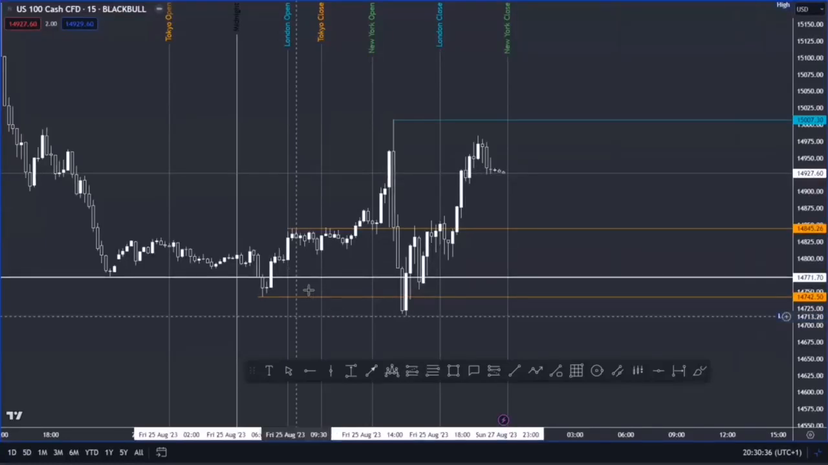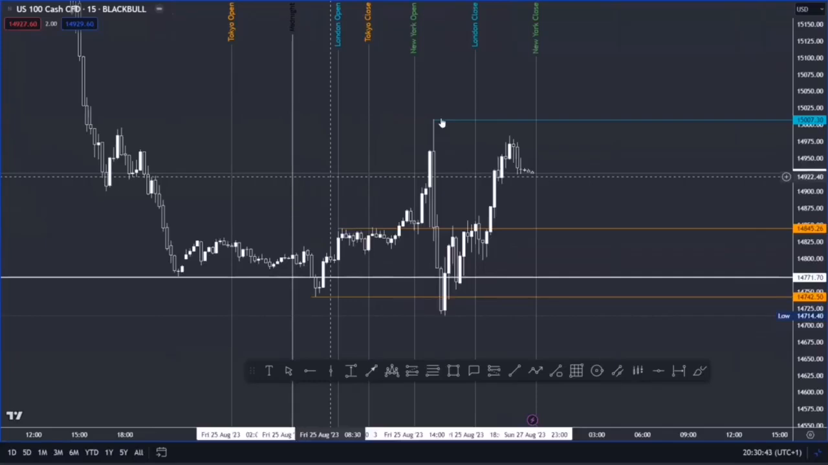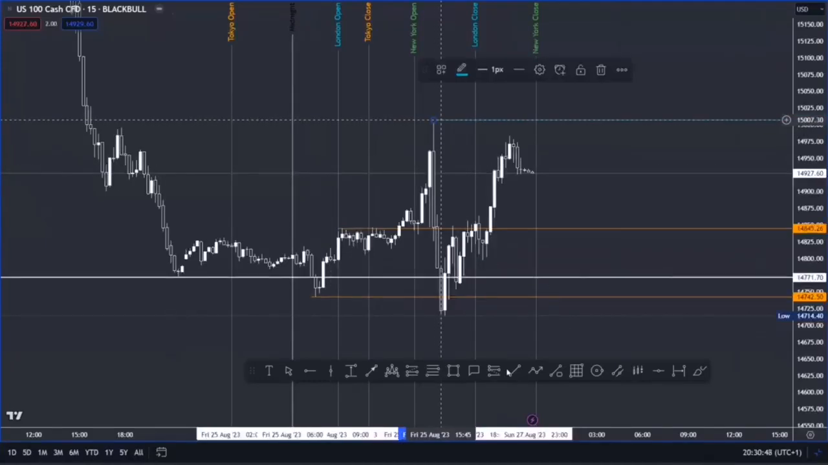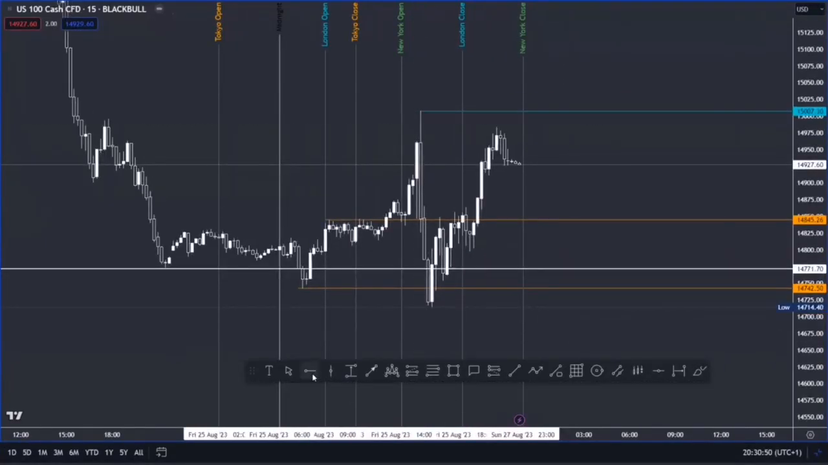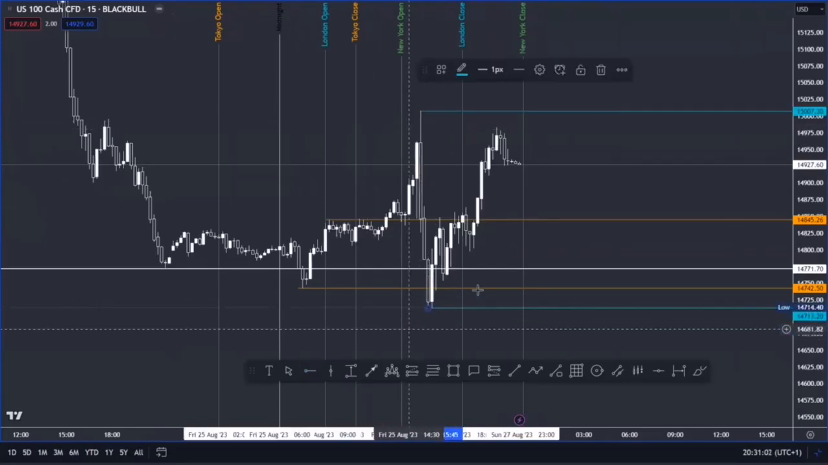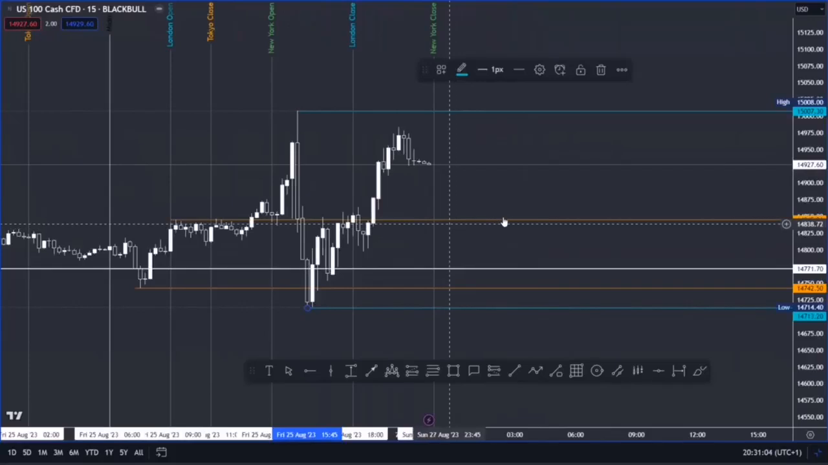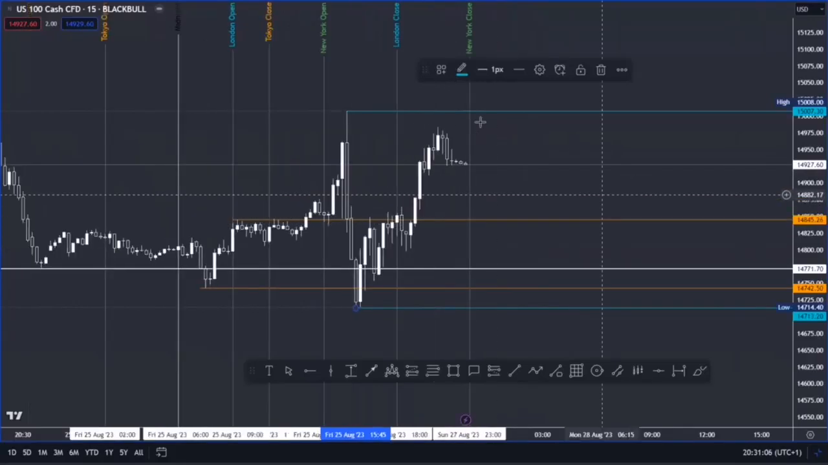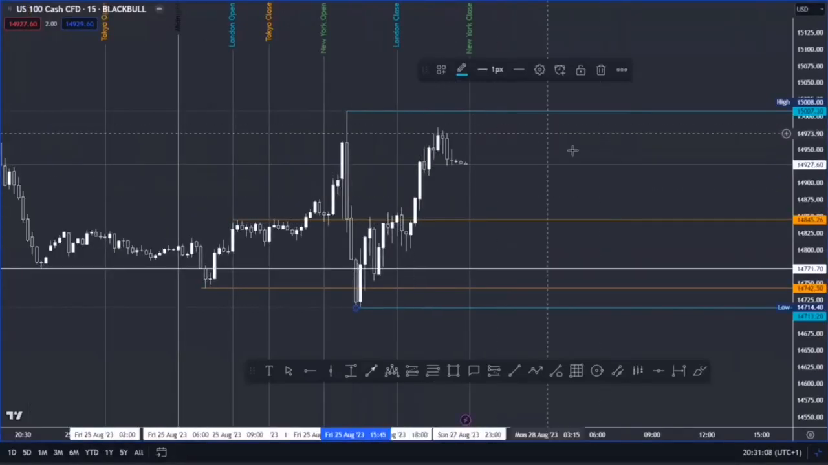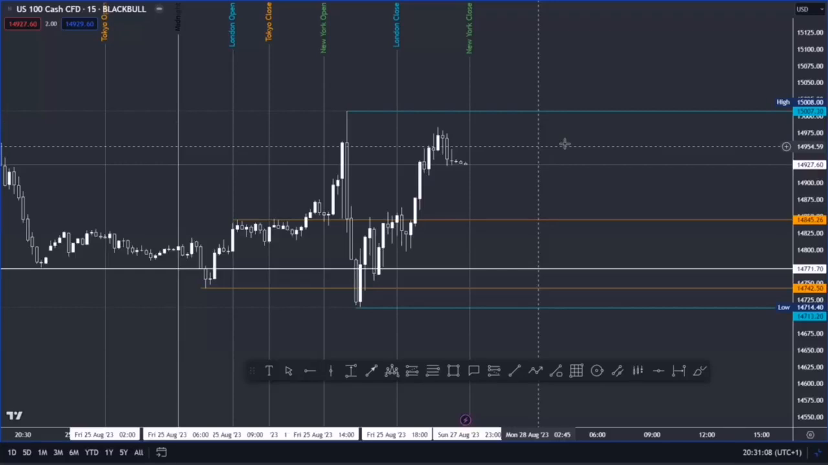The Tokyo low, same thing, and then this was the high of the New York, and this was the low of the New York, and okay, of London, basically, right? So you guys can basically see over there that this is so beautiful.